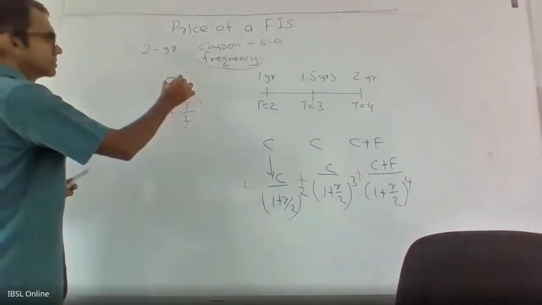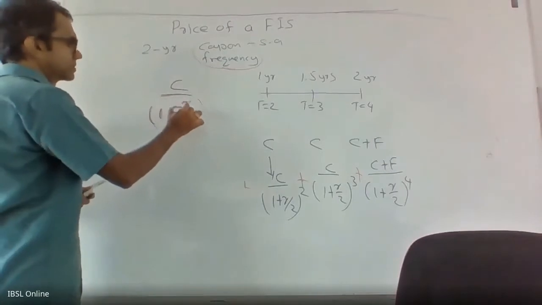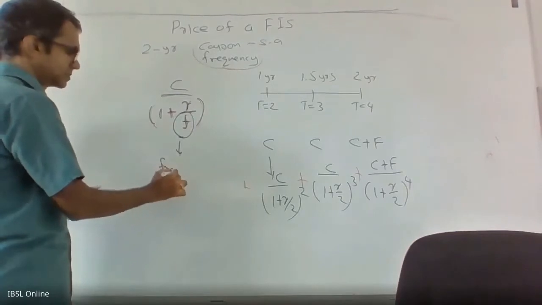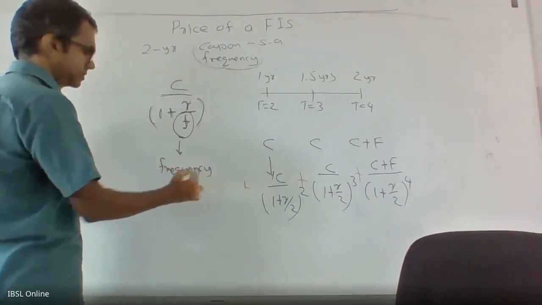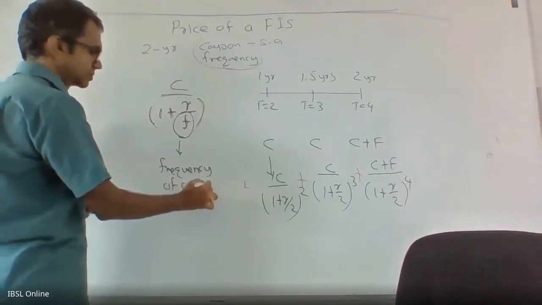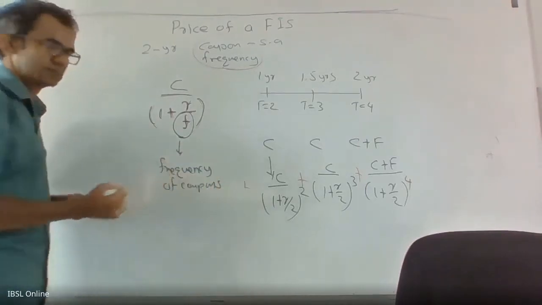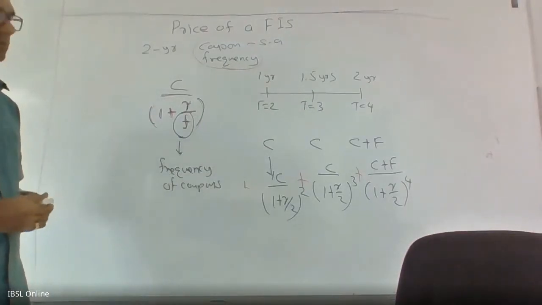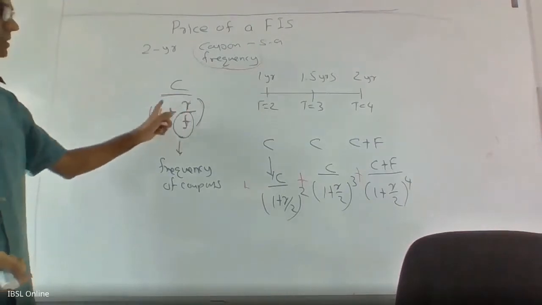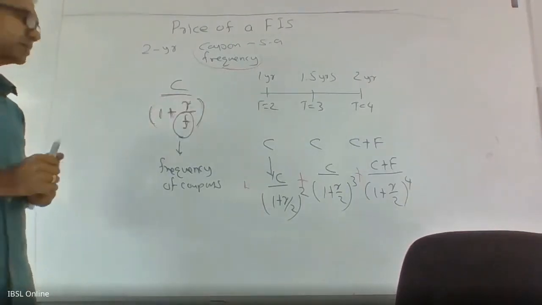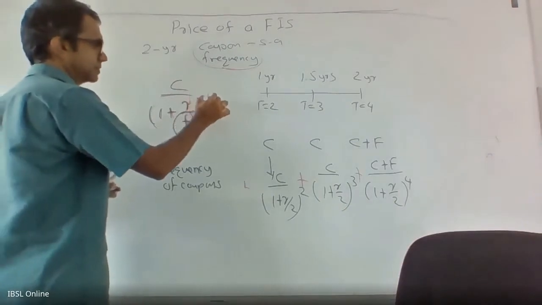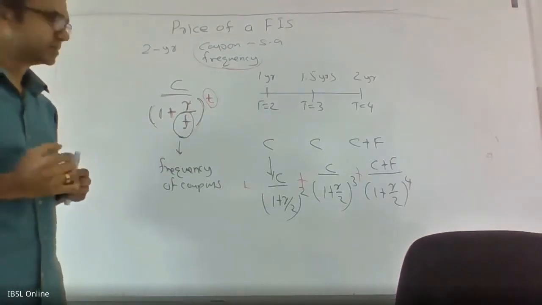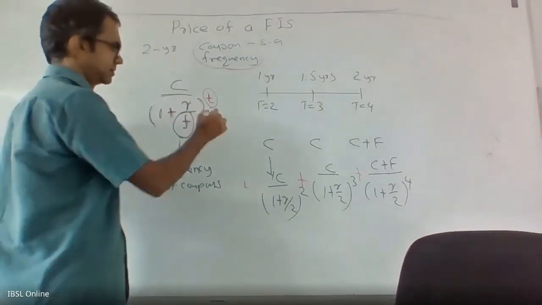You can write it as C over 1 plus R over F. What is this F? That is the frequency of coupon. How many coupons do you get per year? For the whole equation, you can change this part. Then remember, T goes here. That's not number of years. That is number of periods.